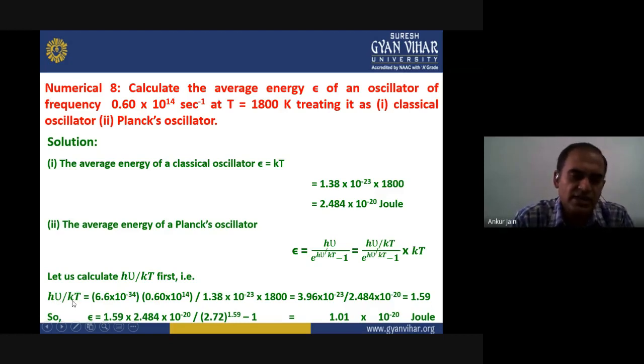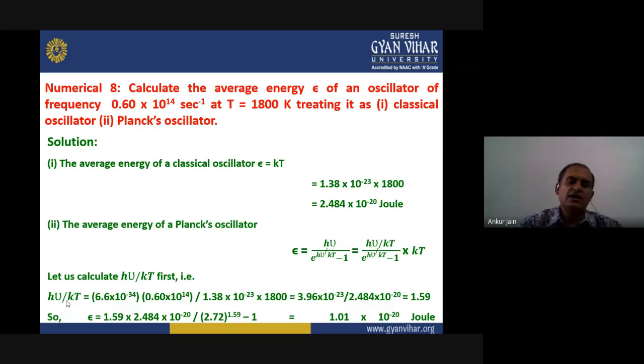So how to calculate h nu upon kt? Just by putting the values, h nu upon kt equals 6.6 into 10 to the power minus 34 into 0.60 into 10 to the power 14, that is the value of nu, the frequency given in the question, divided by 1.38 into 10 to the power minus 23, into 1800, that is the value of temperature T. Now when we solve this, it will be written as 3.96 into 10 to the power minus 23 divided by 2.484 into 10 to the power minus 20, and that equals 1.59.